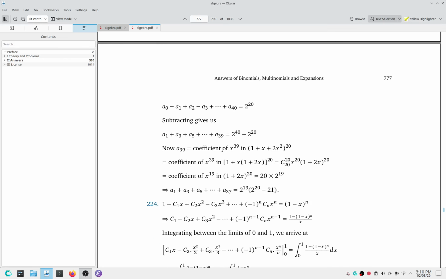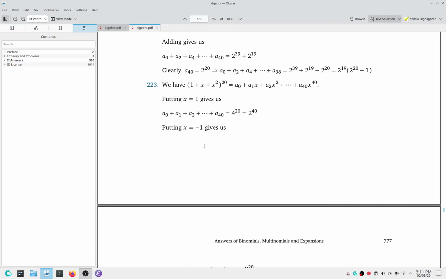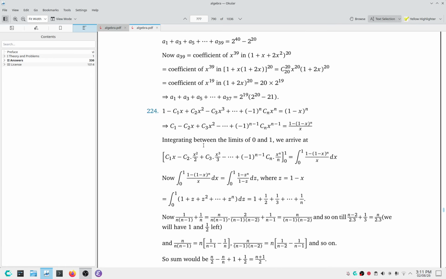One more thing I wanted to say is, if you wanted to understand how this a40 is equal to 2 to the power 20, then you see that if you square this polynomial, you get 2 squared x to the power 4, and then next, if you cube it, it will become 2 to the power 3 x to the power 6. Certainly this power will be 2 to the power 20. Okay, I did not explain that.